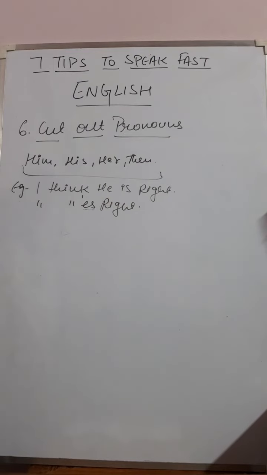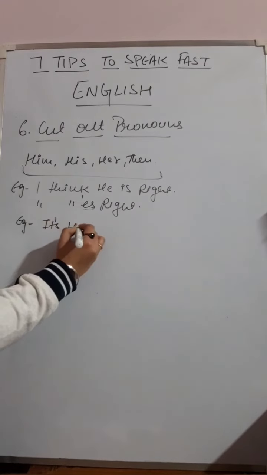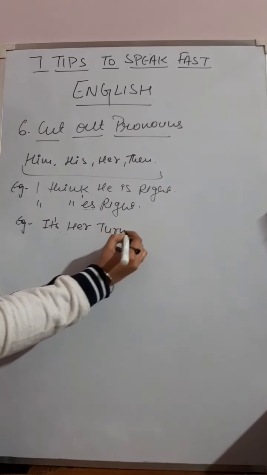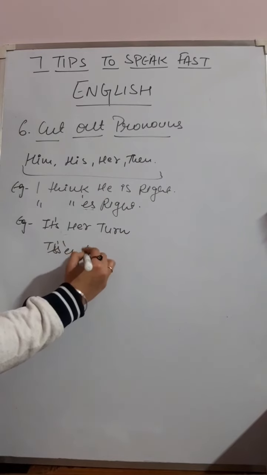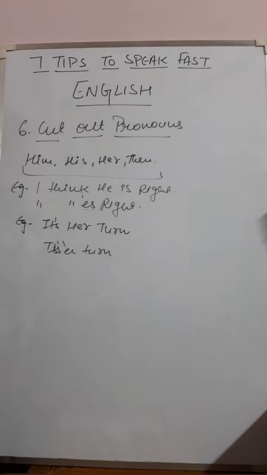Alright, now we can take one more example. Let's say, "It's her turn." It's her turn. One more time, it's her turn. So yes, both the sentences have a difference, right? So this was the sixth tip with which you can speak fast English.